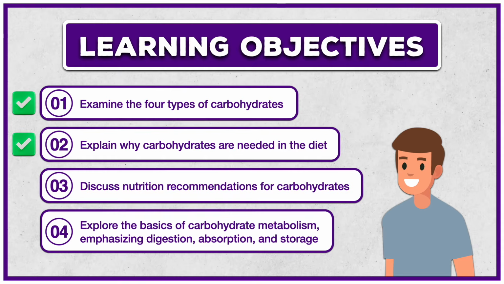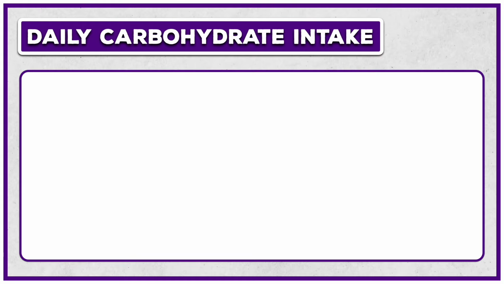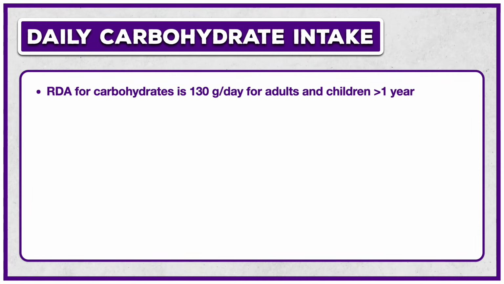Alright, that concludes the second learning objective. Explain why carbohydrates are needed in the diet. Next, we'll discuss nutrition recommendations for carbohydrates. The first recommendation we're going to examine is for daily carbohydrate intake. The RDA for carbohydrates is 130 grams per day for adults and children older than 1 year.